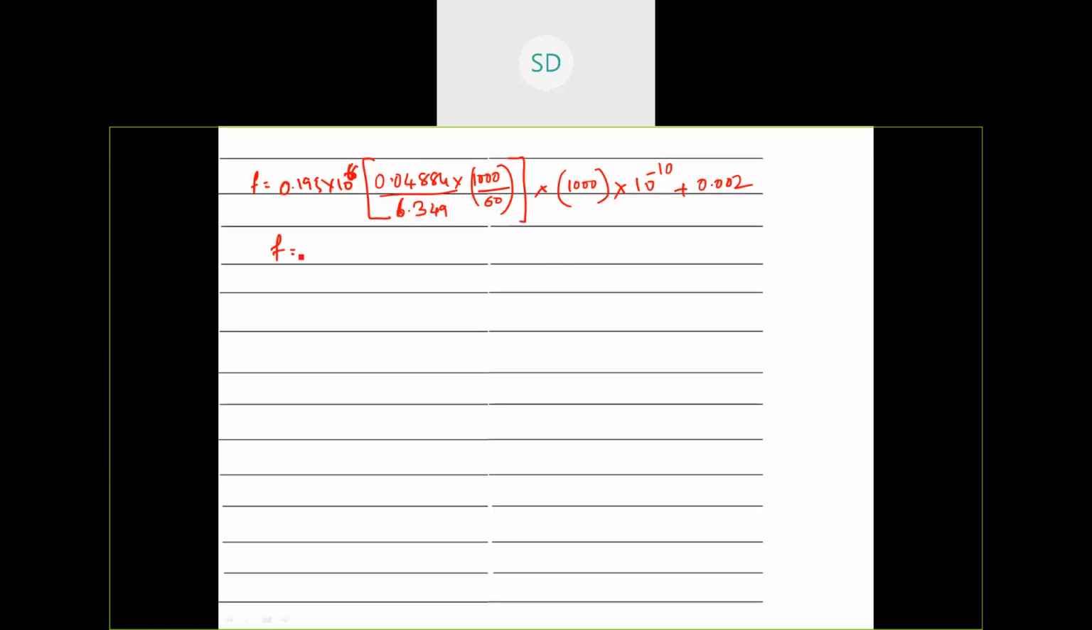Now we calculate the coefficient of friction. Someone quickly calculate and provide the answer.